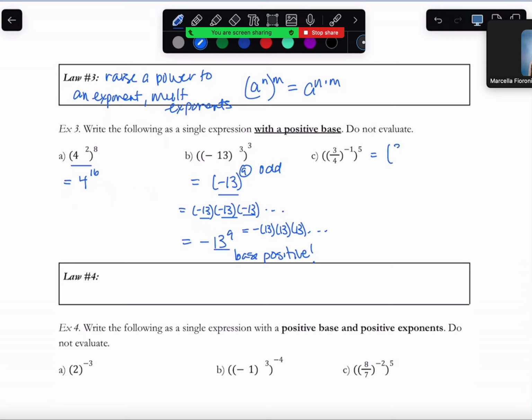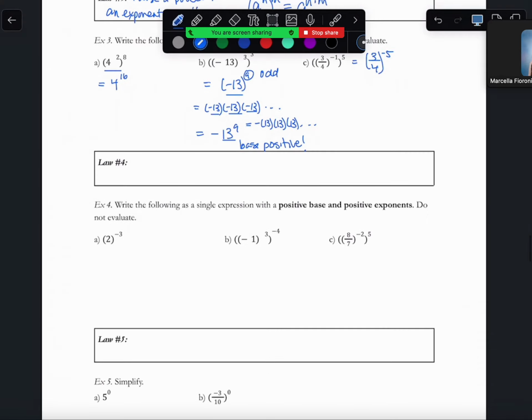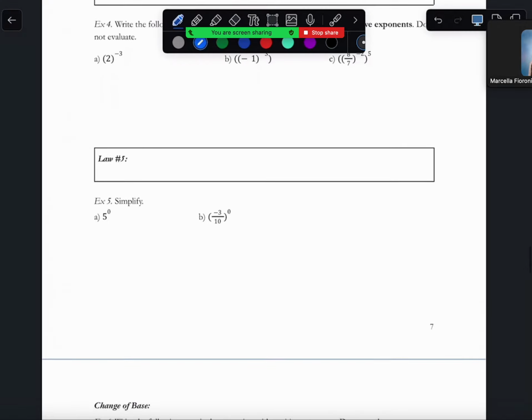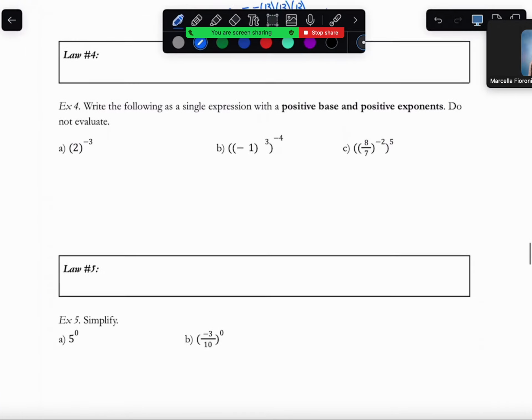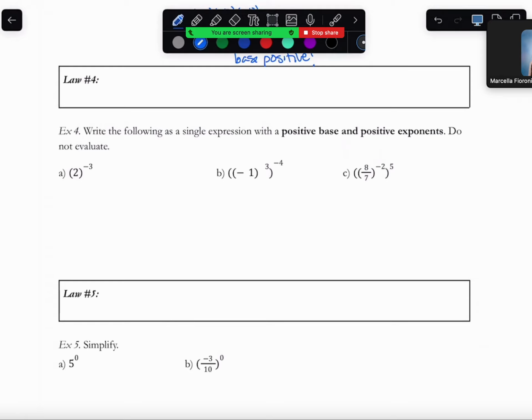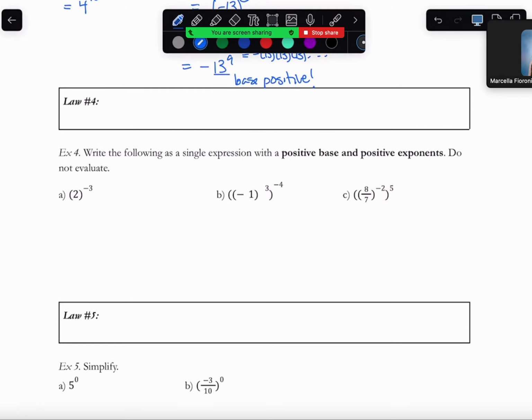All right, next one. So it still works with fractions. 3 over 4 to the exponent negative 5. All right. So we're almost there. We're going to end at law 5 today, but today we'll look at law number 4. Law number 4 says negative exponents are reciprocals. What does that mean?